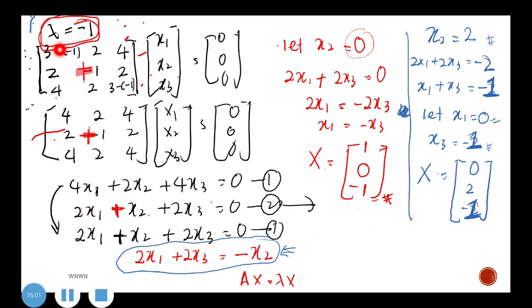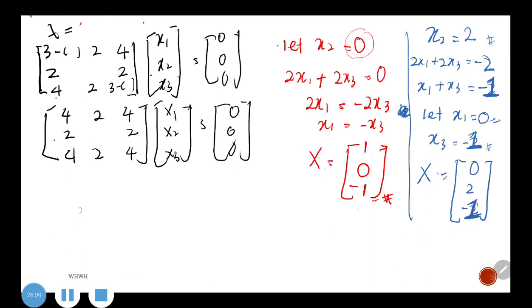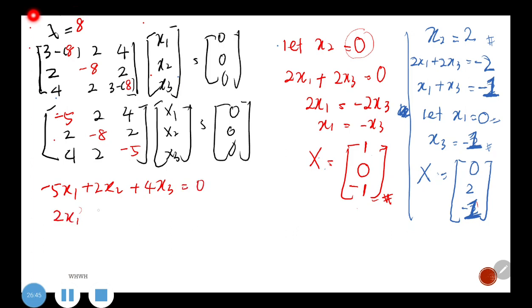Now you need to find it for the other factor, lambda equals 8. So for lambda equals 8, we have 3 minus 8, here minus 8, and here 3 minus 8. Oh, I forgot to wipe this. So here is negative 5, this one is negative 8, and this one is negative 5. So what you will have here is negative 5x1 plus 2x2 plus 4x3 equals 0, 2x1 minus 8x2 plus 2x3 equals 0, 4x1 plus 2x2 minus 5x3 equals 0.